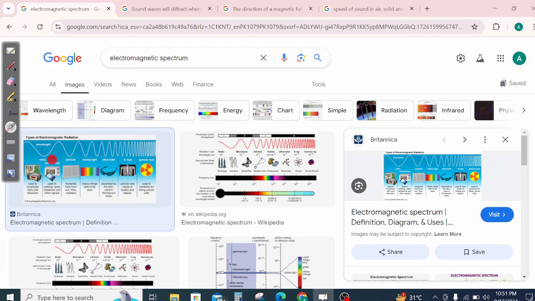Look at that, the wavelength is decreasing as we are moving from left to right, but frequency increases. You can also look here, wavelength is decreasing and it means frequency will increase. So you have to check out the options.